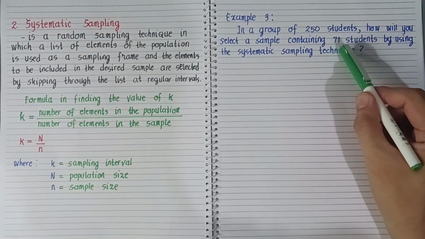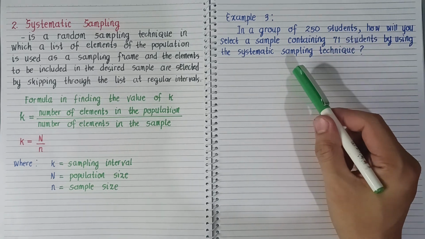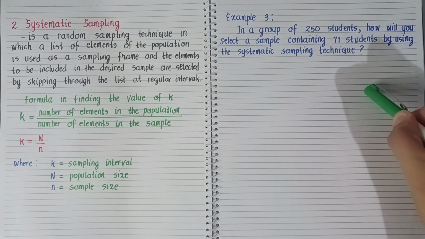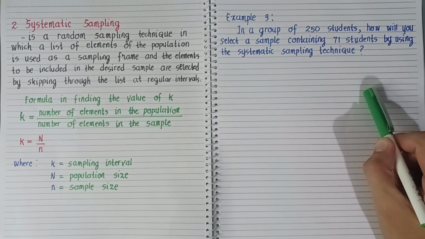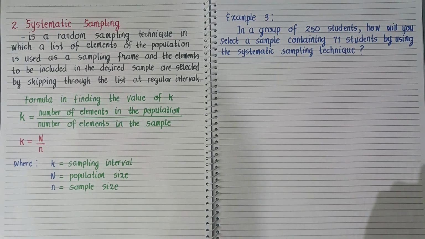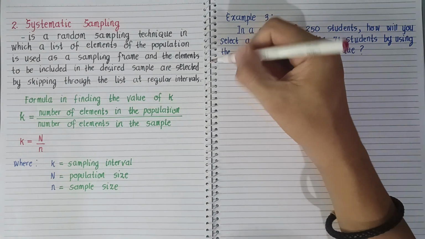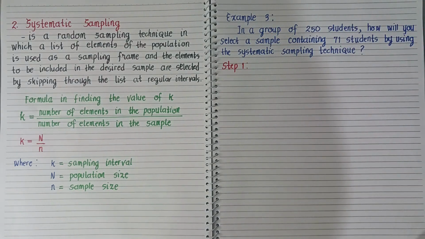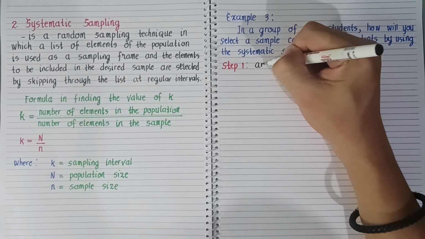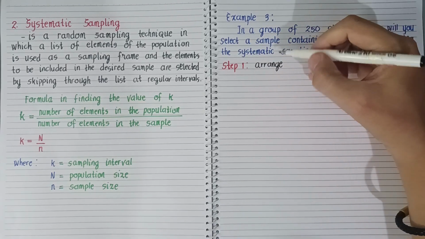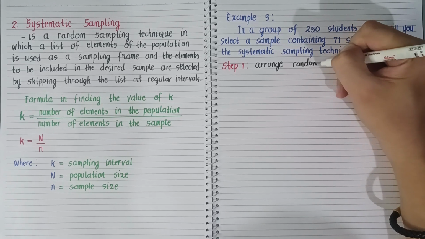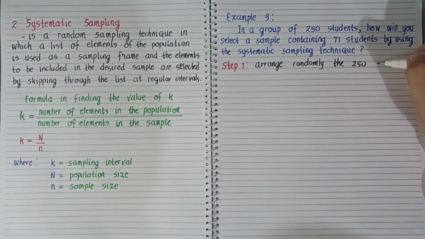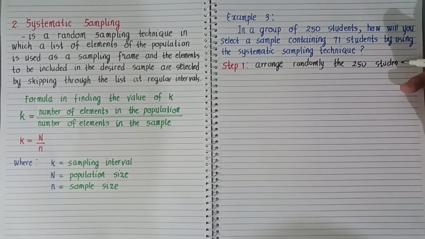Okay, so example number 3. In a group of 250 students, how will you select a sample containing 71 students by using the systematic sampling technique? So guys, dito, pinapagamit naman sa atin yung systematic sampling technique natin. Okay? So, step 1 natin guys. Sulat natin step by step process. Step 1: arrange randomly the 250 students or participants.